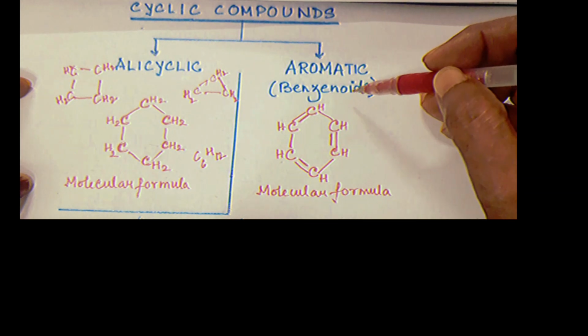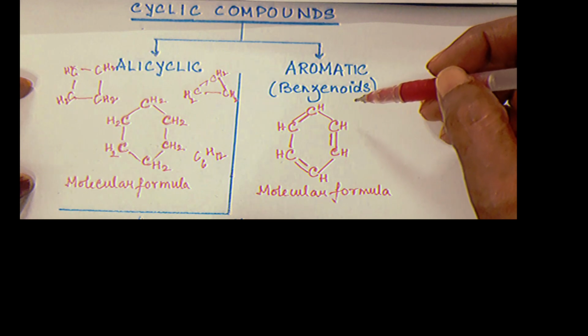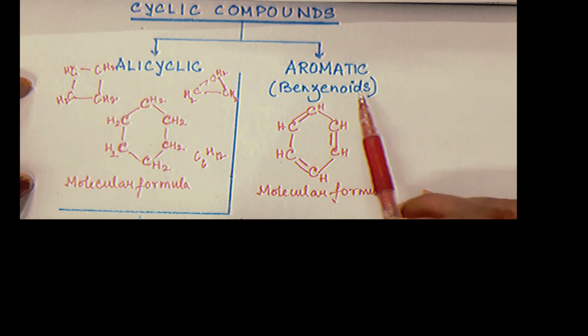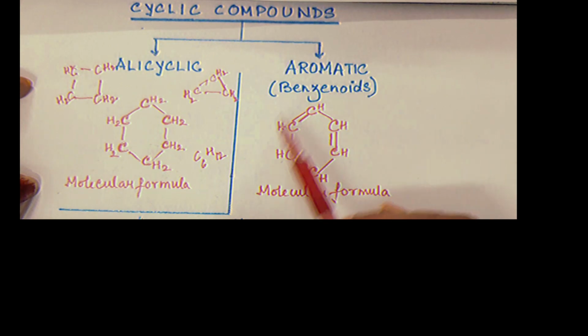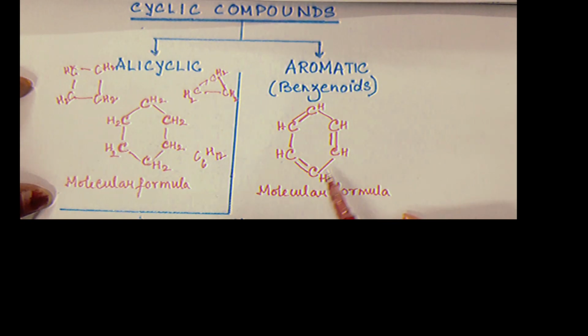Now next, moving to aromatic compounds. Now what are aromatic compounds? They are also called benzenoids. Okay. Now what is a benzenoid? Benzenoids are those compounds which have a benzene-like structure.